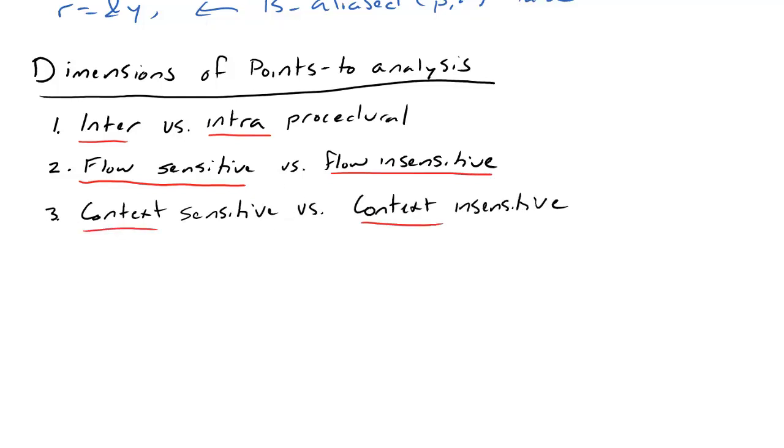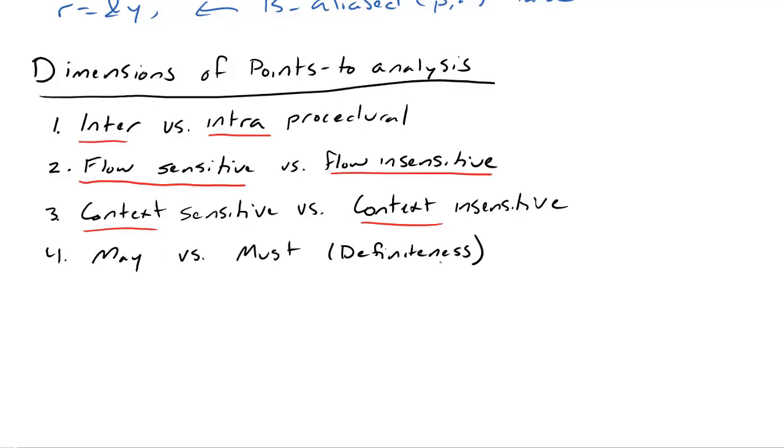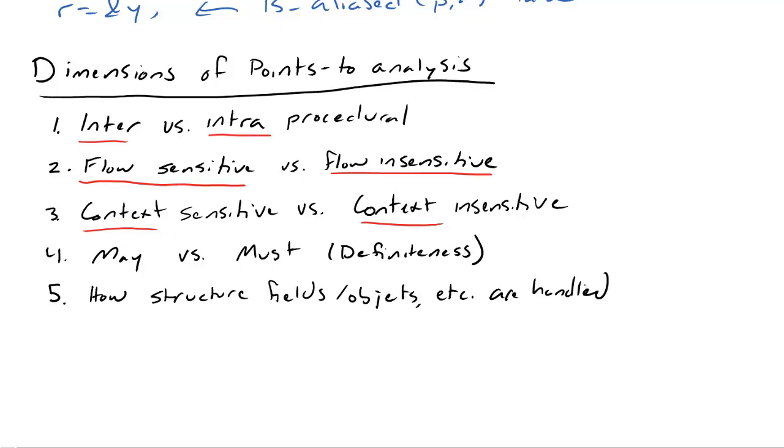Third, whether the analysis is context-sensitive or context-insensitive. Context here refers to a calling context. So what this means is whether we take the calling context into consideration when thinking about alias and points-to relationships. Fourth, whether or not the analysis is a may versus a must. In other words, whether it's going to return whether two pointers may point to the same thing or whether they must point to the same thing. Fifth, how structure fields, objects, etc. are handled. And sixth, the representation and data structures used in the analysis itself.